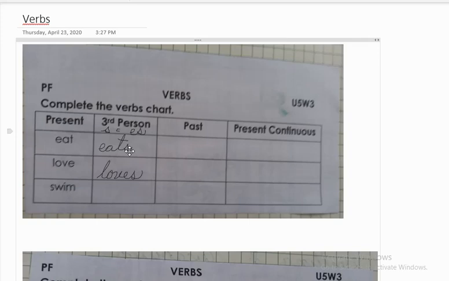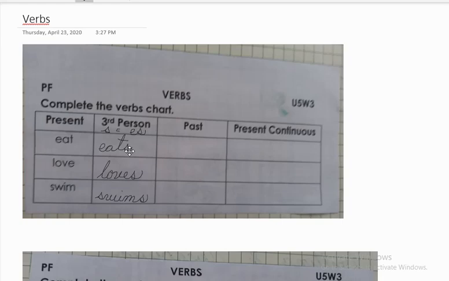Okay, let's go to the third verb. We have swim. Swim. I will write it again because I didn't write the vowel. Okay, swims. Very good.